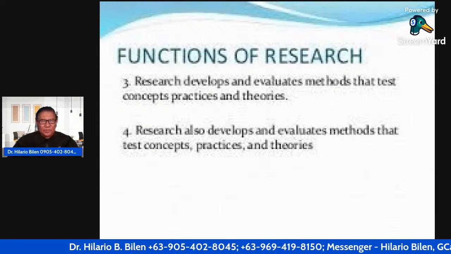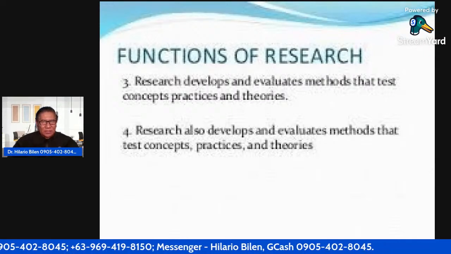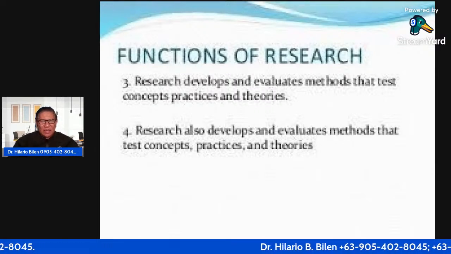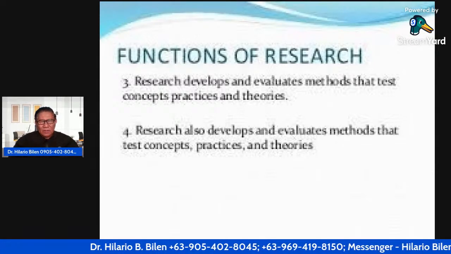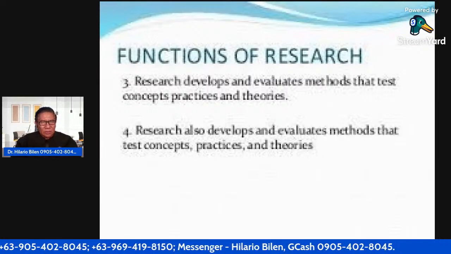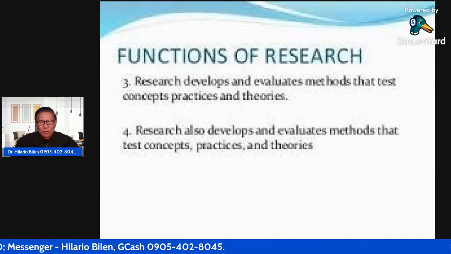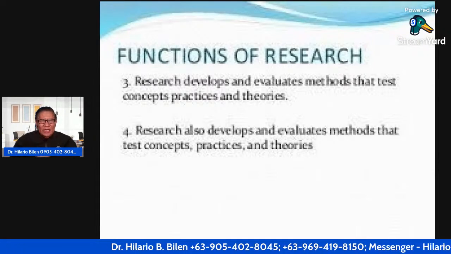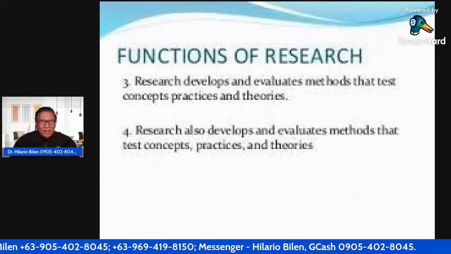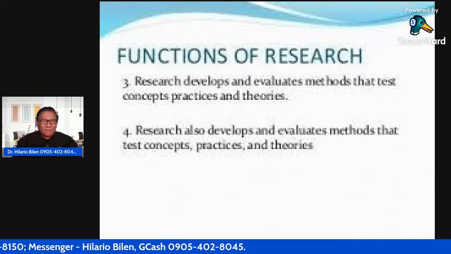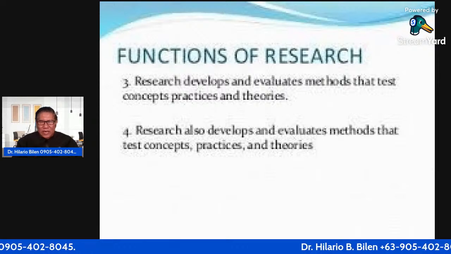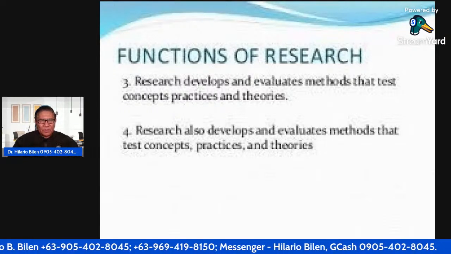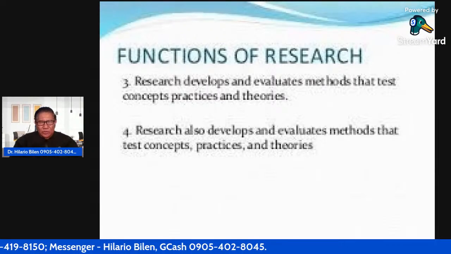Third, research develops and evaluates methods that test concepts, practices, and theories. Okay? There are concepts, practices, and theories that must be developed. We will evaluate them, because without it, it's not good. So again, that is one of the functions of research. The fourth function is that research also develops and evaluates methods that test concepts, practices, and theories. Is this concept correct? Are the practices that we are practicing correct? How about the theories? Is it correct? There are many theories. Be careful about theory. Theory is still a theory. There must be proof about theories.